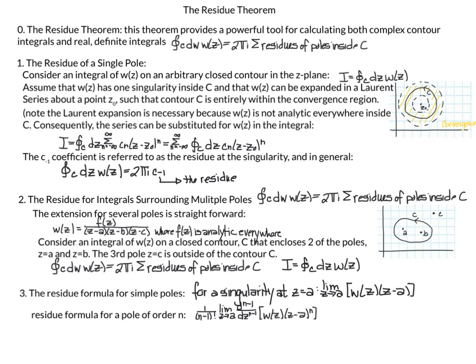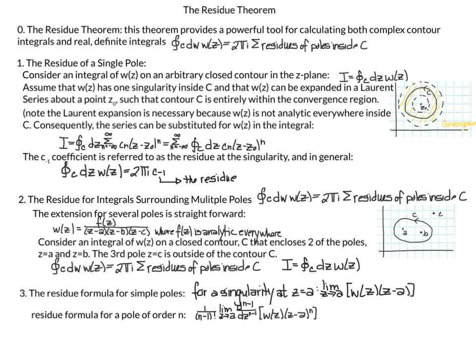To review what we have discussed in this video, we talked about the residue theorem, which is a powerful tool for calculating both complex contour integrals and real definite integrals, and we'll go over this in a future video. So we first talked about the residue of a single pole. If we have a function and we want to consider the integral of that function over an arbitrary closed contour, so I is equal to the integral over c of w(z).